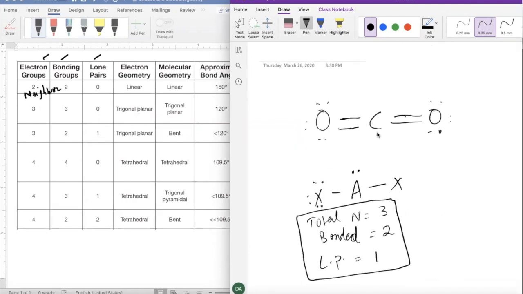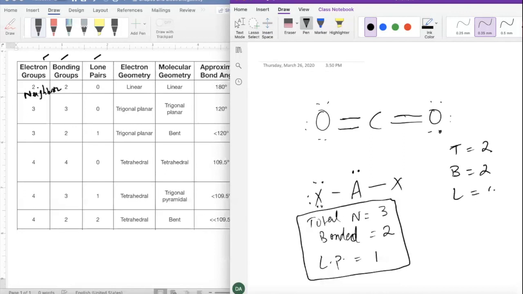If I go back to the CO2 example, look at the CO2 and tell me this carbon has how many neighbors total? 2. One neighbor is this, one neighbor is this. It does not have any lone pair, so only two neighbors. Out of those two neighbors, are both of them bonded neighbors? Yes. So total neighbors is 2. Bonded neighbors are 2. How many lone pairs?